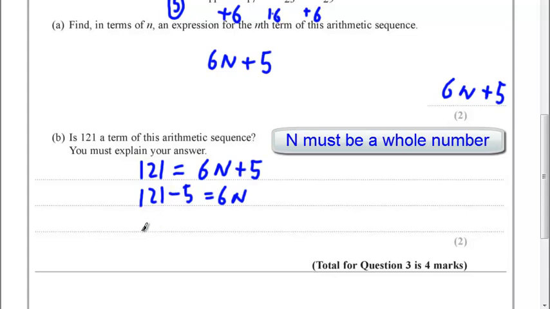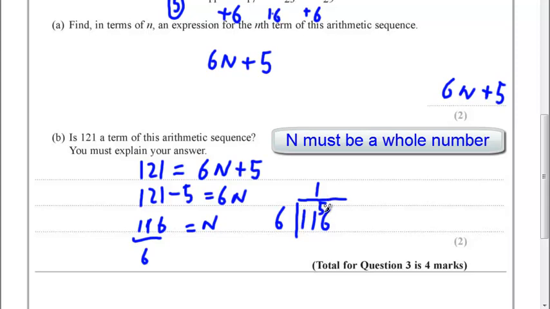121 minus 5 is 116. Yes, that's right, 116. And then we have to see if that divides by 6, and see if it goes in exactly. And we just do a division. 116 divide by 6. 6 into 11 goes once. How many left over? 5. Does 6 go into 56? No. It's not part of the 6 times table.